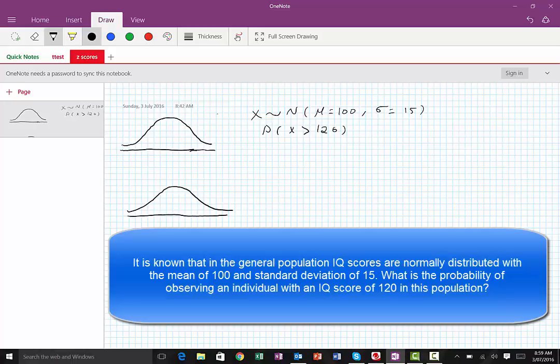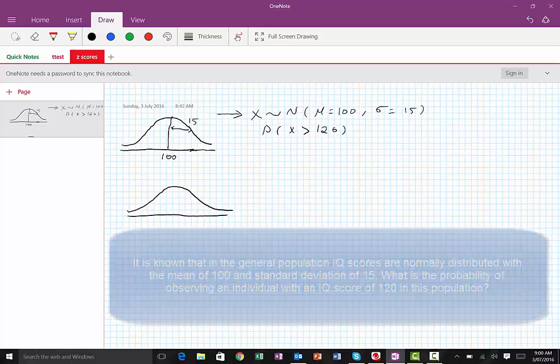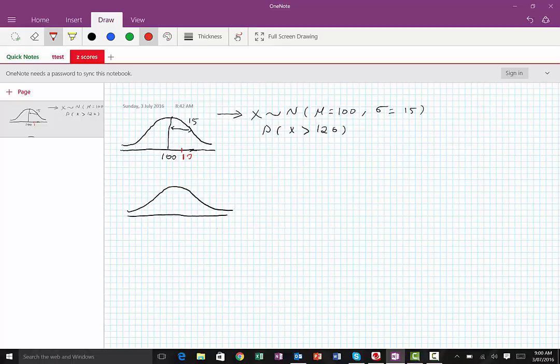Now, this population of individuals, which are normally distributed with a mean of 100 and a standard deviation of 15, can be represented on a bell-shaped curve with a mean of 100 and sigma of 15. The first step is we have to transform these raw scores to z-scores. But just to show you graphically, if 120 is here, then we really want the probability of x greater than 120. So we want this area under the curve.